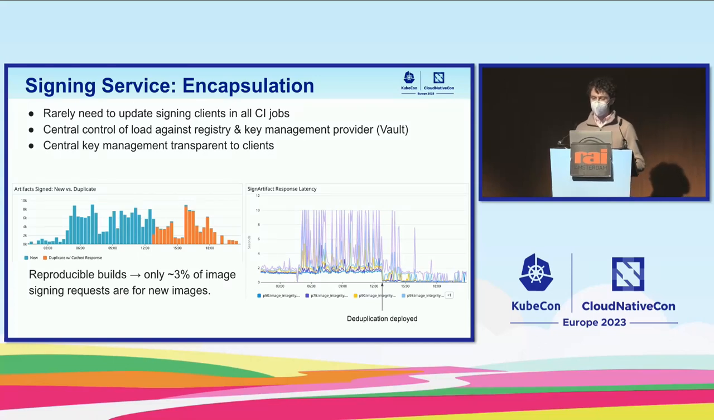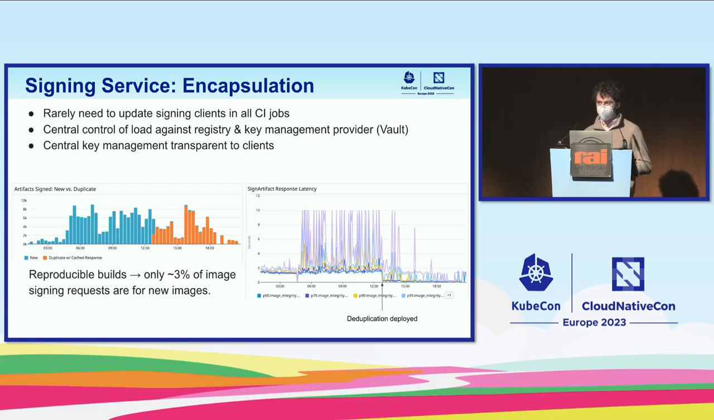Another benefit of signing in a service is that it encapsulates most of the complexity of signing behind a single deployment that we can dynamically update. Updating clients in CI is an incredibly tedious and time-consuming process, especially when you consider that there are many branches, some of which might be behind the trunk, and you can't update those directly, et cetera. So we really don't want to have to update clients in CI frequently. As an example of a big change that we're able to make without touching clients in CI at all, we introduced a deduplication feature in image signing.